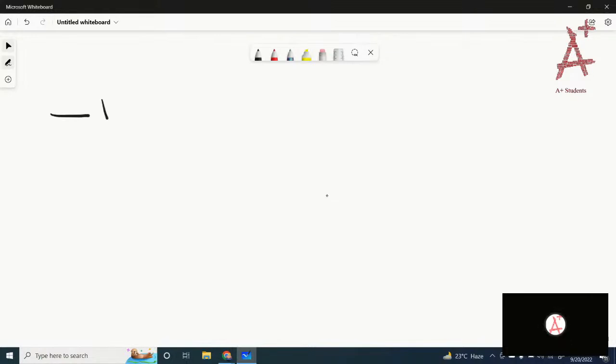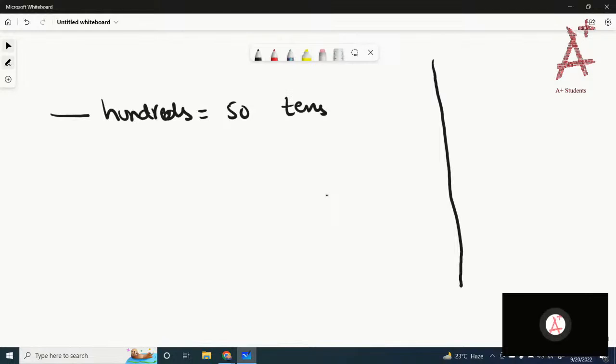Okay, the first one is how many hundreds equal 50 tens? On this side, I'm going to write the basic things that you have to memorize. In 100, you have 10 tens. So when in 100 you have 10 tens, that means in 50 tens you have 500s. Got it? These are the basic things. You can memorize them, then that would be easy for you. You have three options given. Select the correct option and click on the OK button.